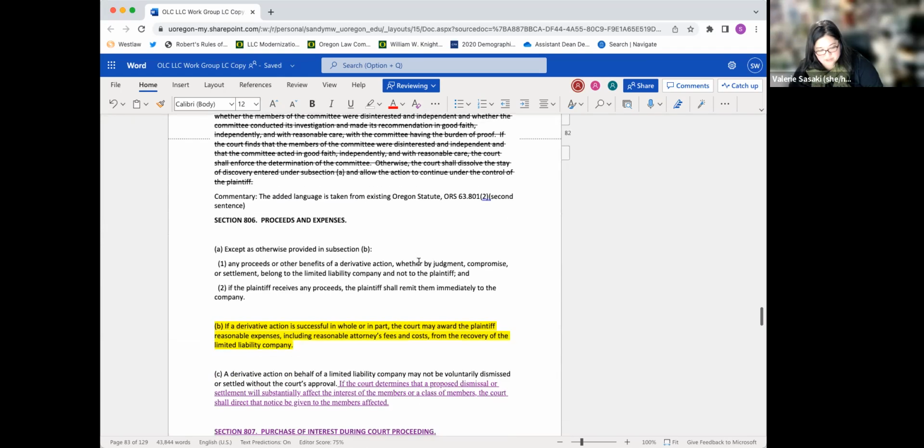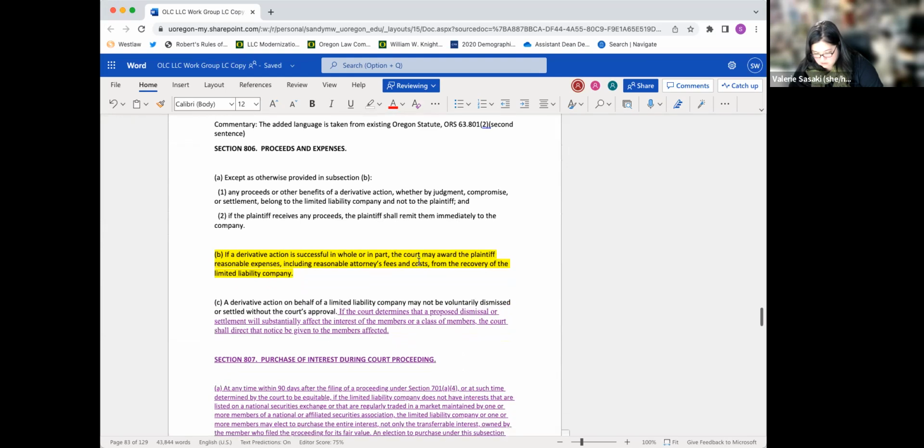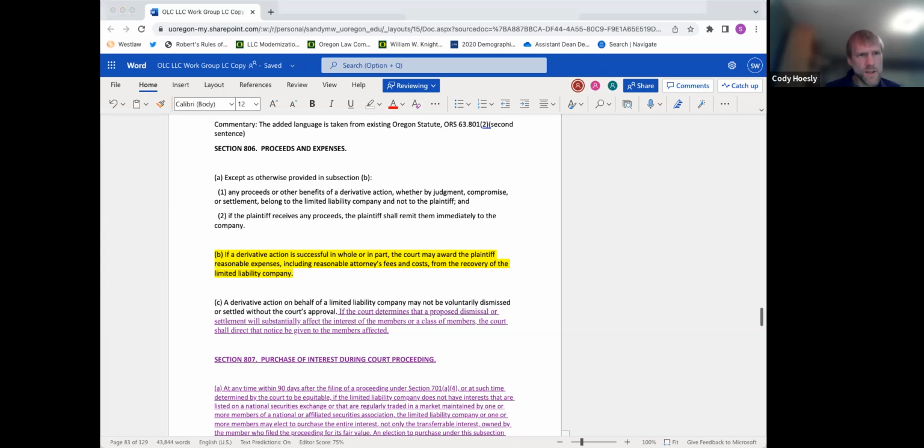806, I have a ton of notes on. But I don't know where we ended up because I have a note saying that James and Cliff were going to talk to lobbyists, and I don't know that that ever happened. So the thing that was up for discussion was section B there with the reference to reasonable expenses, including attorney fees and costs, whether that includes expert witness fees. That was the question.